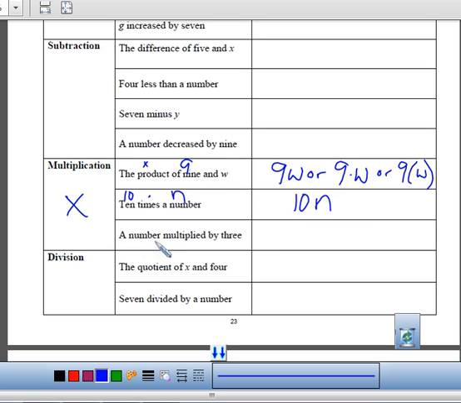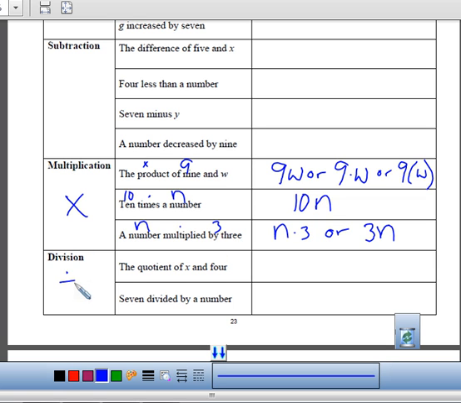And then a number multiplied by 3. So n times 3. Now some of you might be saying, well, it's n dot 3. I would accept that, but if you're going to write it the way that I've been writing it, the number always goes in front of the variable. So 3n. You don't do n3 when you just put the number and the variable together.